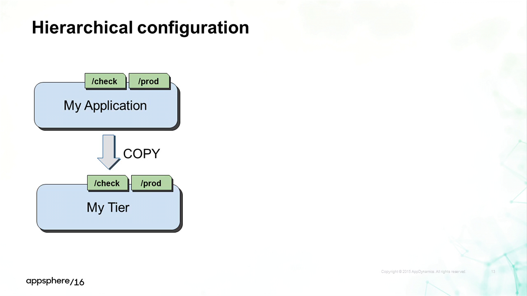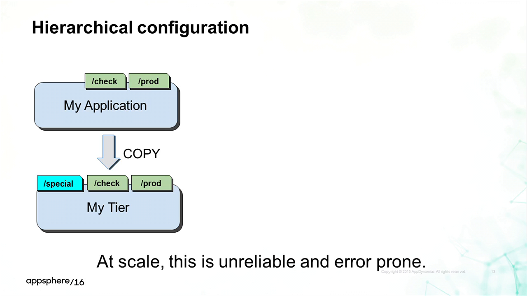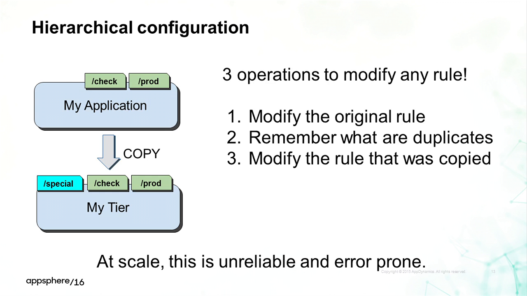You make a copy of all your rules to your tier, and then I tack on my new special rule onto that tier. Now, seems simple enough, but what if you have a lot more tiers like this, right? When you want to change your original rule, let's say I want to change my check rule on the top there, it requires really 3 operations, right? One, I modify the original rule. I have to remember that I had actually copied it to my other tier, and then I modify that rule as well.